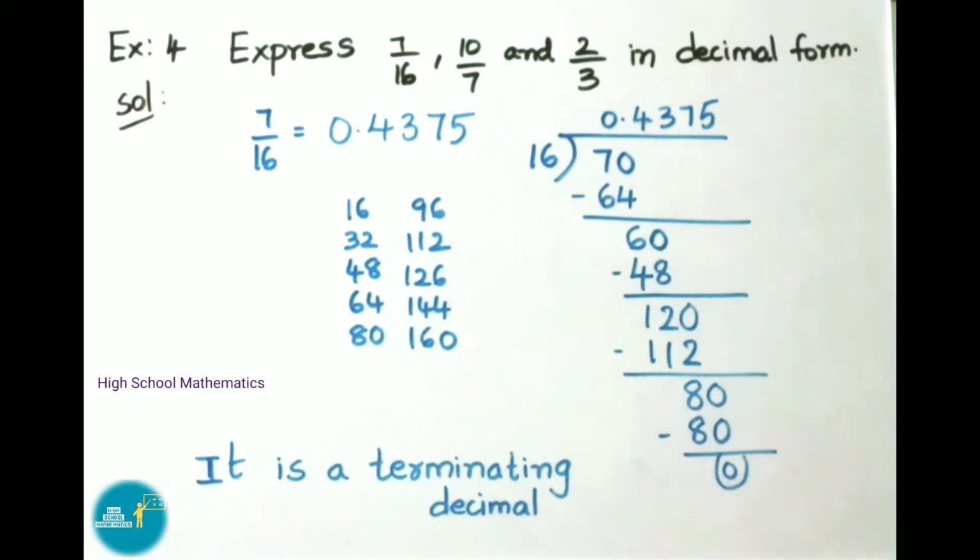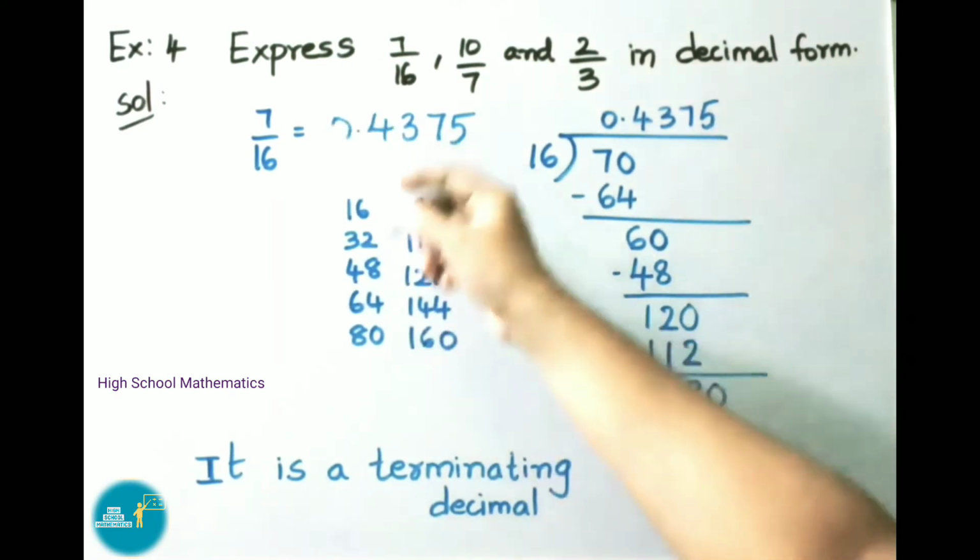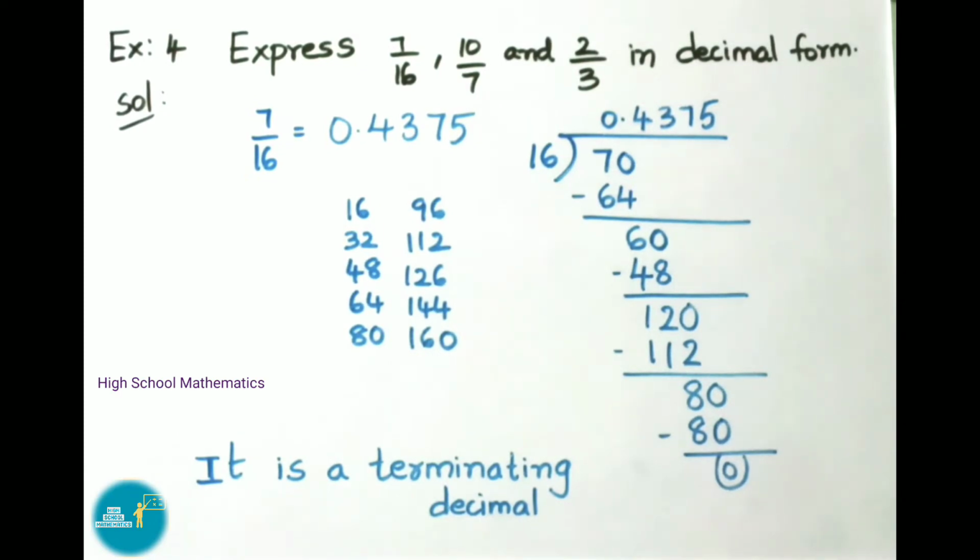So 80 minus 80, we get remainder 0 and the quotient is 0.4375. Therefore 7 by 16 answer is 0.4375, and we can say that it is a terminating decimal. Let us see the remaining two sums in decimal form.